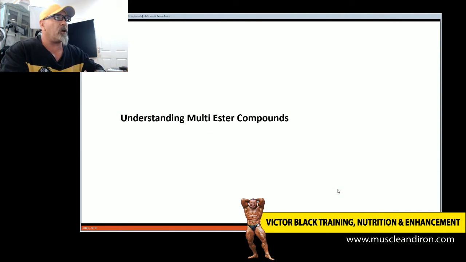Just by way of introduction for anyone that isn't aware of what a Multi Ester Compound is: back in the days when doctors refused to support self-administration for testosterone replacement therapy, you were expected to go into the doctor's office and have your 200 milligrams, or whatever they deemed appropriate for you, administered by the doctor in his own practice.